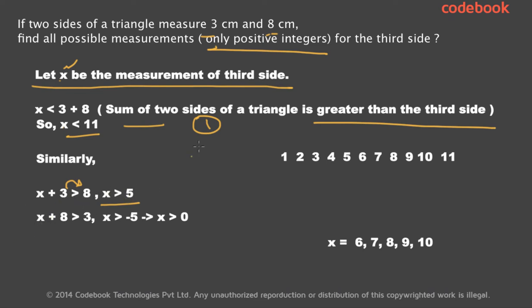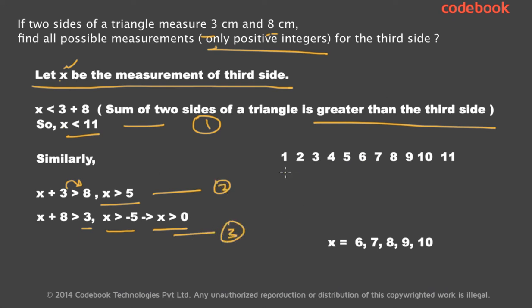Similarly, x plus 8, which is again the sum of two sides, is greater than the third side 3. So this will result in x greater than minus 5. But we know that a side cannot be negative. So it is as good as saying x is greater than 0. So that is your third relationship. So this is your second and this is your third.